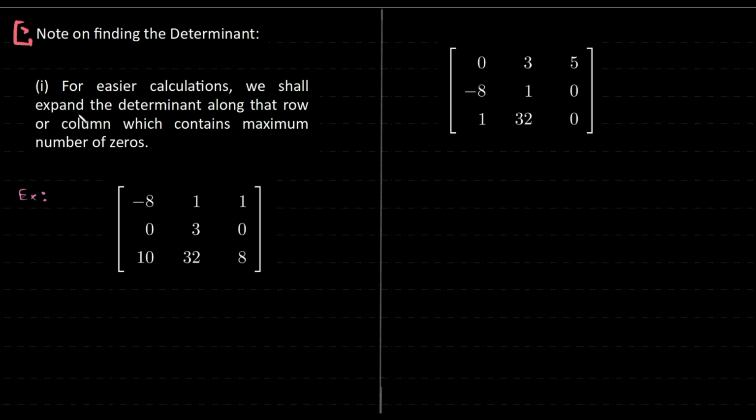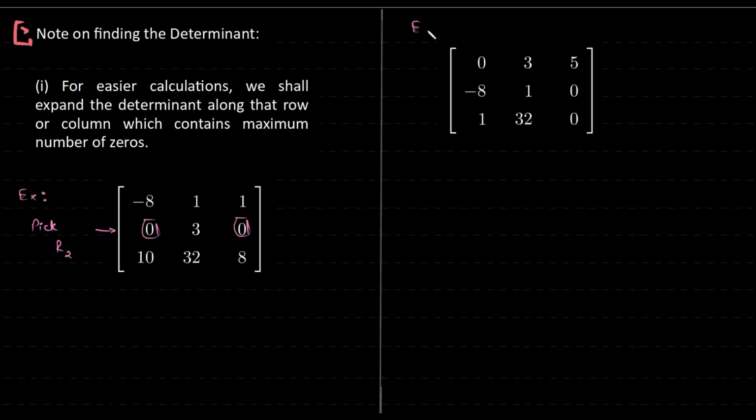Now, what we are trying to tell over here is make use of the row or the column which has a maximum number of zeros, which is easy to calculate. For example, in this case, pick row 2. With 2 zeros, this is the best option to go with.